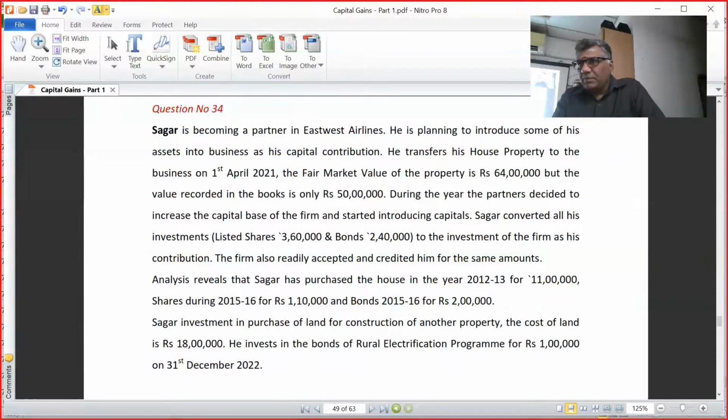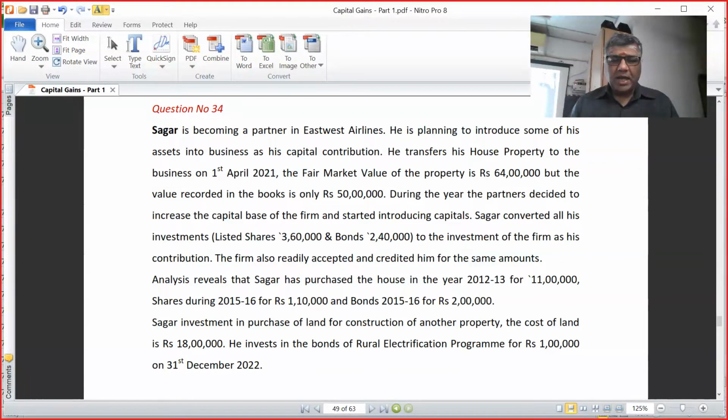Yes, sir, for construction we can purchase. He is going to construct now, sir. I accept with you. But the answer I was looking for is land and building. The house property chapter uses the terminology land and building. So land can be purchased for construction.